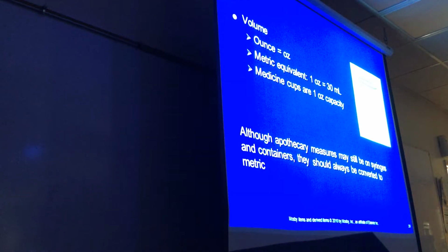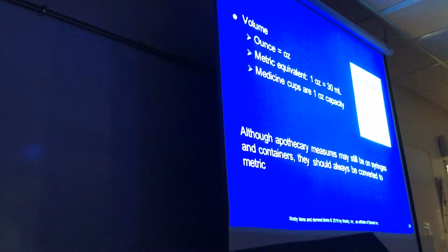Here's your classic medicine cup that you'll see in a hospital setting, and it looks exactly like this. On one side you'll have your mL measurements, and on the other side you'll have your teaspoon measurements or tablespoons, whatever is needed. So just remember, 1 ounce is 30 mLs, and medicine cups are usually 1 ounce capacity. And if you notice that 1 ounce is 30 mLs, but what else is it equal to?